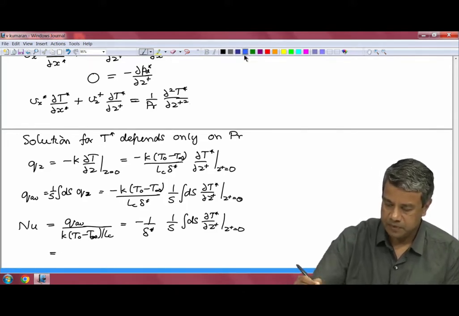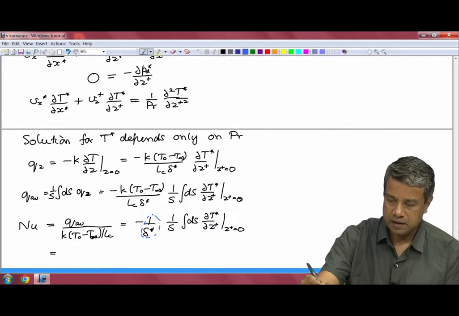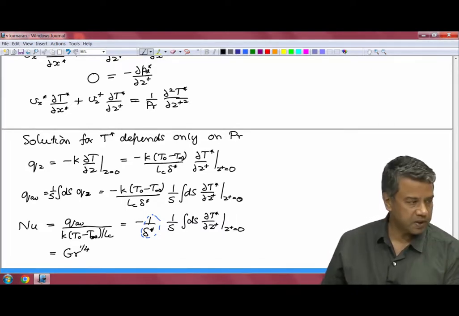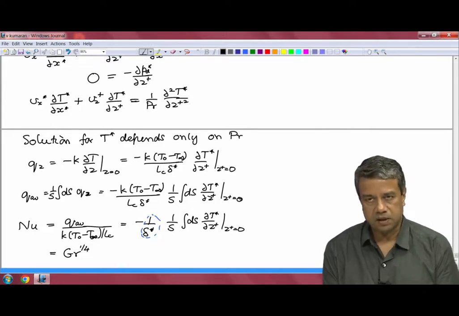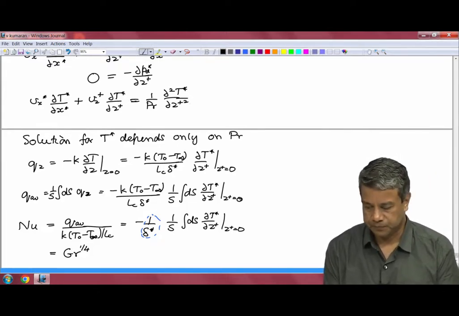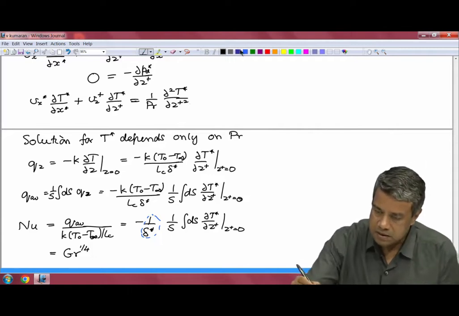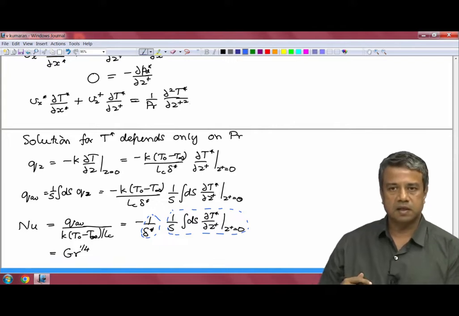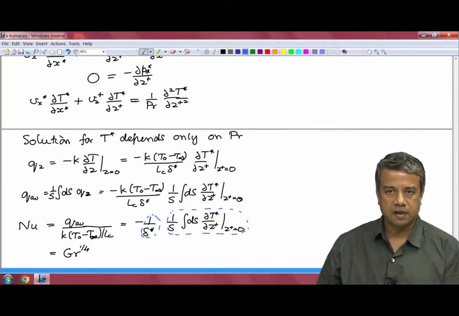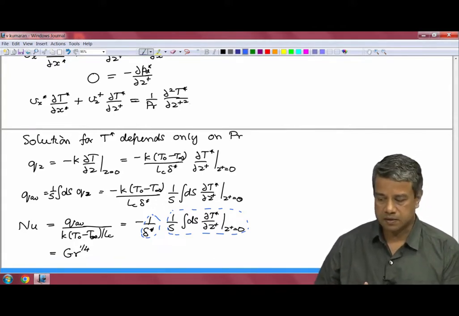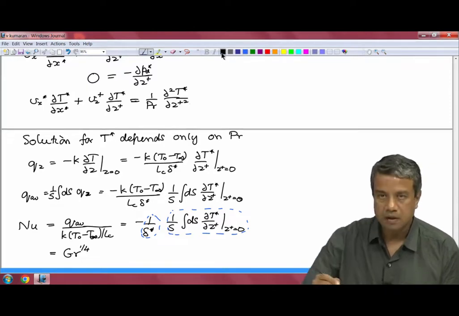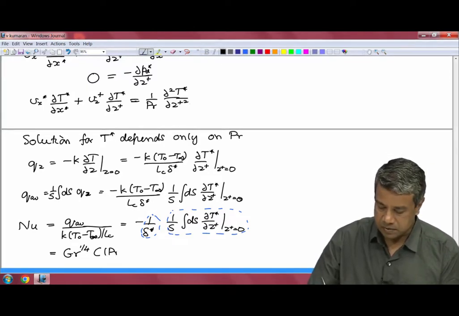The first term here, 1 over delta, is Grashof number to the 1/4 power. And this second term here is going to be negative, because dT by dz is negative if the temperature at the surface is higher than the ambient. So, it is only a function of the geometry and the Prandtl number. Therefore, this has to be some constant which is geometry dependent and depends only on the Prandtl number.